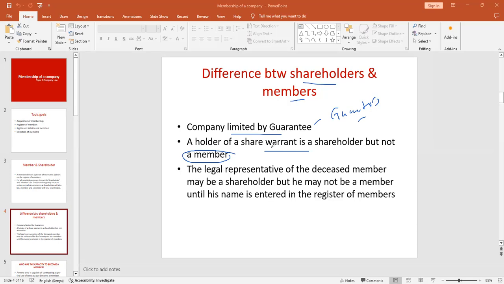Which means you're not even a member, because in order for you to be a member, that process has to be cleared and then your name put in the register of members.